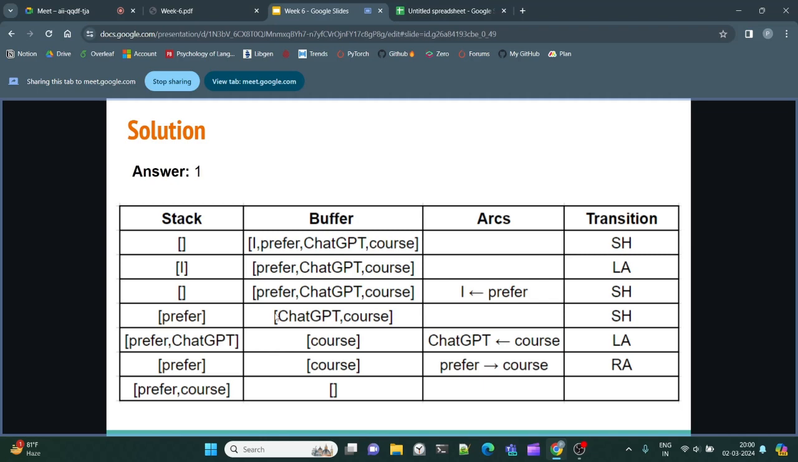Could you please repeat your question once more? I mean, here the buffer is in the same subject or object fashion. So the order keeps shifting, and we get the preferred sentence out of it. Suppose we assume, in this case, "I prefer ChatGPT", and then "I" is like the buffer.